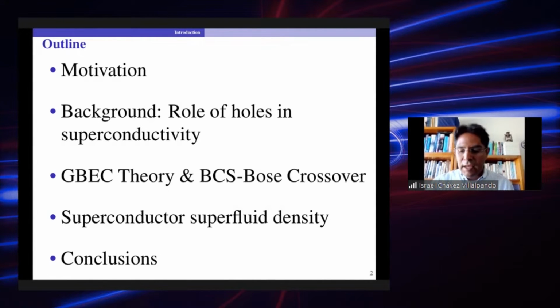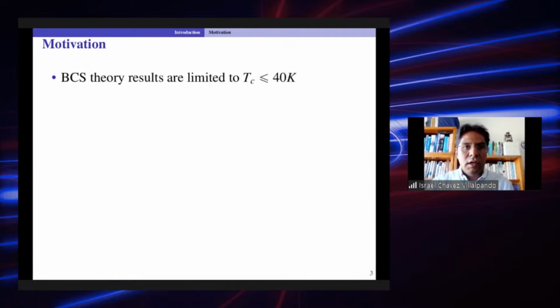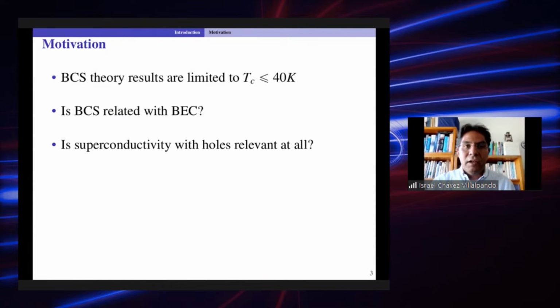So this is the outline of this talk. We have some motivation to do this work. I want to mention some background about the holes in superconductivity. Briefly, I want to describe the GBEC theory, a generalization of the Bose-Einstein condensation, as BCS-Bose crossover. Then the results, the superconductor superfluid density, and lastly some conclusions.